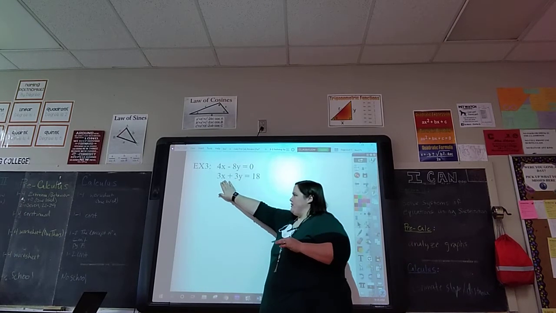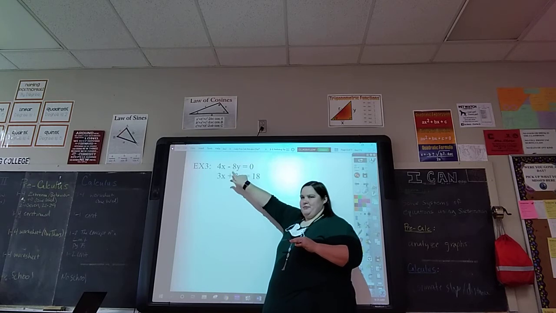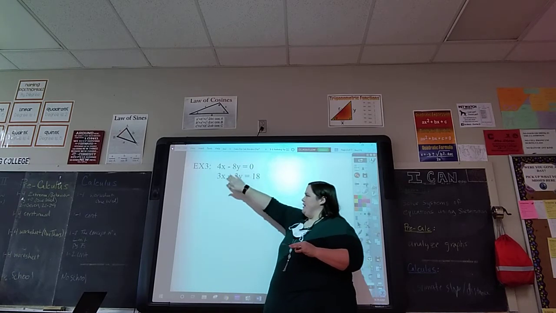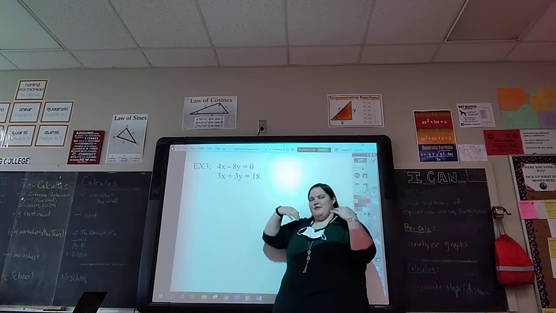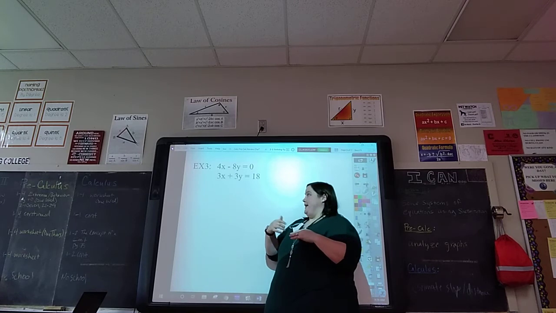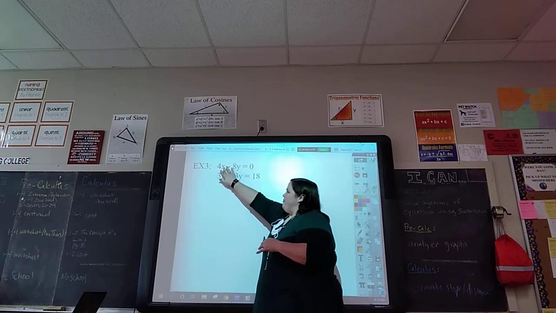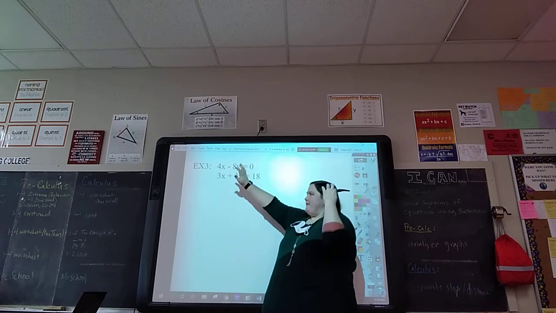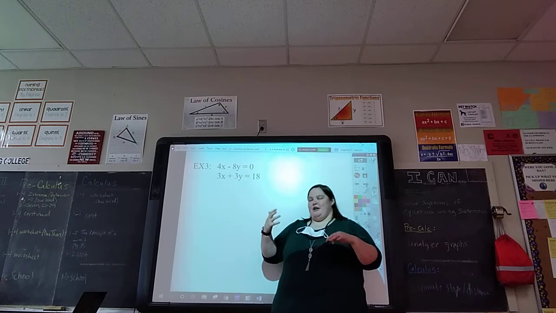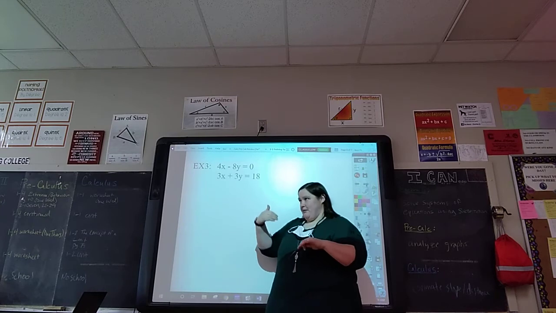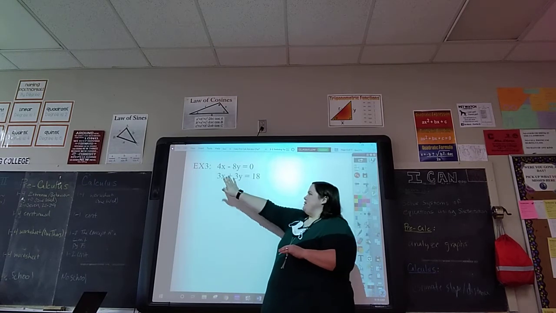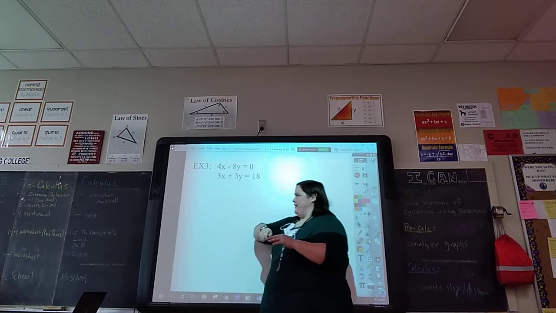You can do either x or y. I'll probably do y this time since we've done a lot with x's. But that's what I notice: if there's numbers that are nicely divisible by each other, then you can rearrange that to get a variable by itself. We can do that with the top one because these are nicely divisible, but you have to be careful, because if you solve for y, you're going to end up working with a fraction, because 4 divided by 8 will be 1/2, which is not a bad fraction to work with. So that's why I would stick with solving this bottom one.